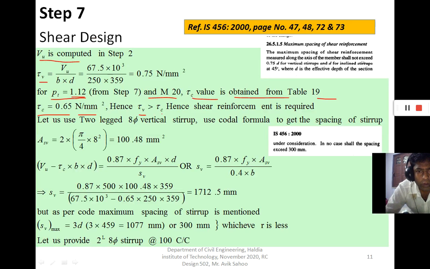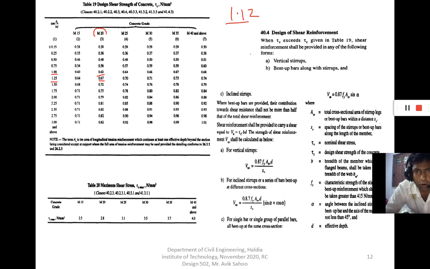Now tau v is more than tau c, so it means shear reinforcement is required as per code. Different shear reinforcement is used in different forms, like vertical stirrups, bent up bars, inclined stirrups. Now we are using the vertical stirrups, which are the most commonly used. For vertical stirrups, the provisions are given to find out the spacing of the stirrups using this codal expression.